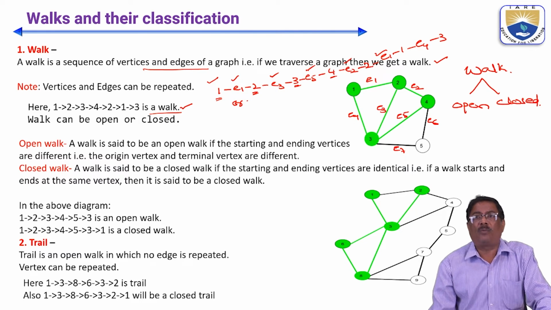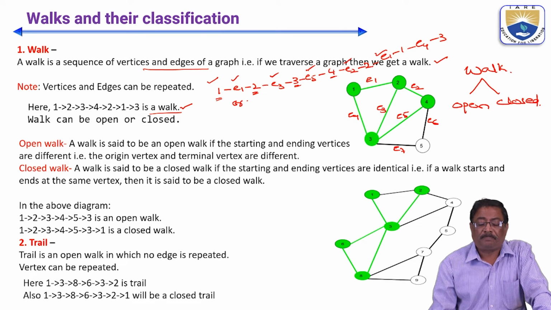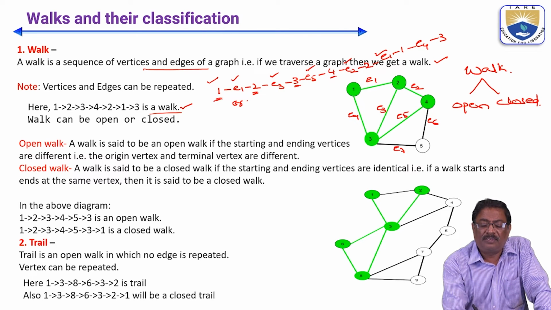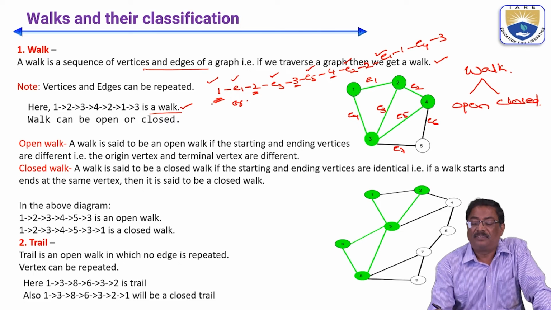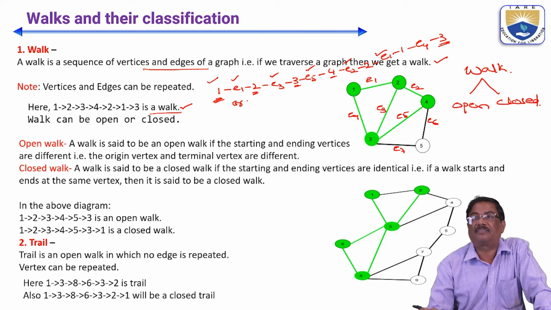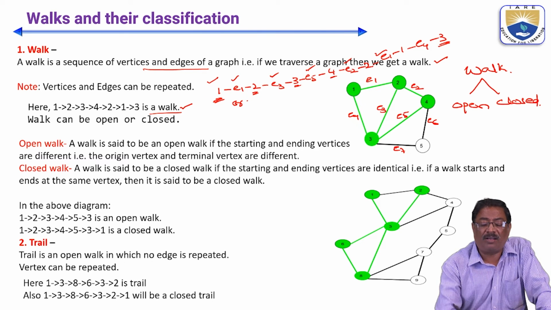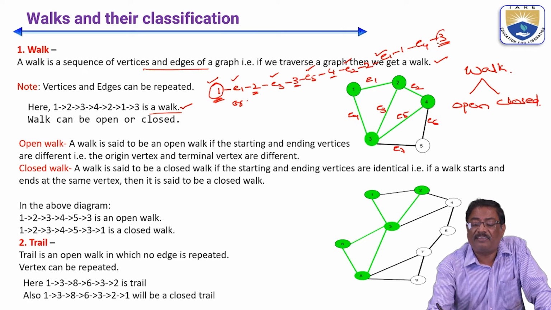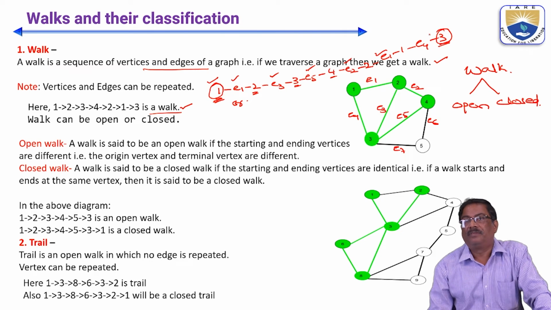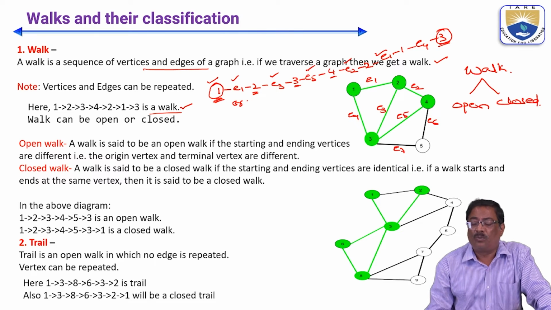What is an open walk and what is a closed walk? Observe this. This is the beginning vertex and this is the ending vertex of the walk. In this walk, 1 is the beginning vertex and 3 is the ending vertex. Both vertices are not the same, so both vertices are different. We say that it is an open walk.